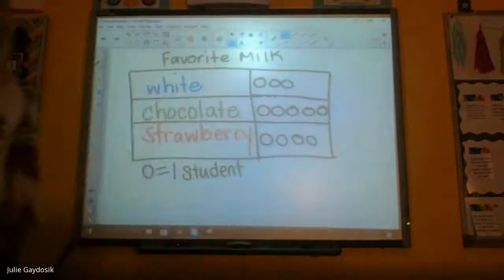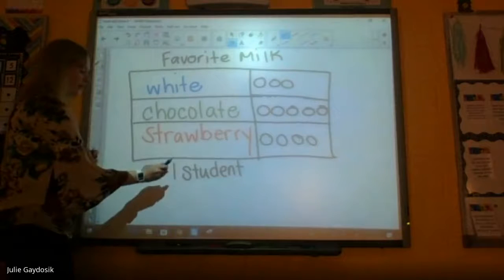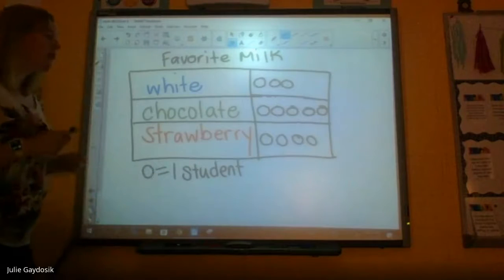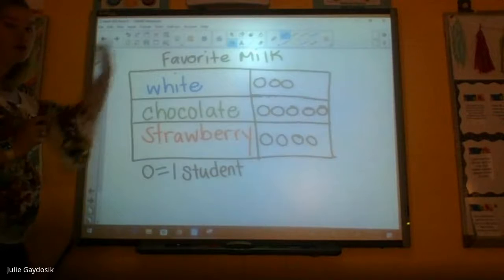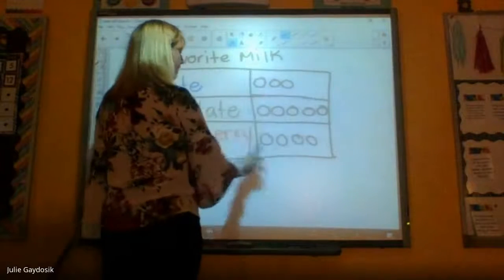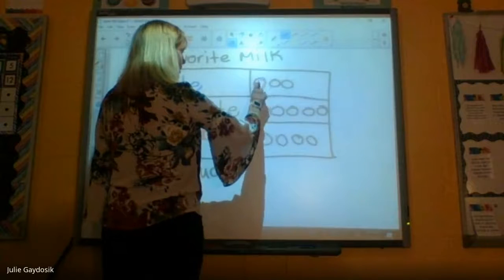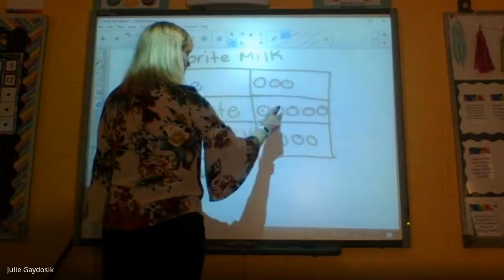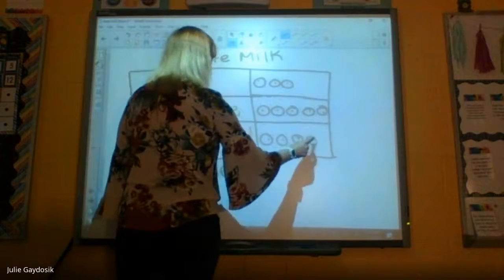Okay. So if I wanted to know how many students were surveyed in this graph, I'm going to look at my key. So one circle equals one student. To figure out how many students were surveyed, how many students voted in the entire graph, you're going to count all of these. These are all of the votes. So let's count them together. 1, 2, 3, 4, 5, 6, 7, 8, 9, 10, 11, 12.